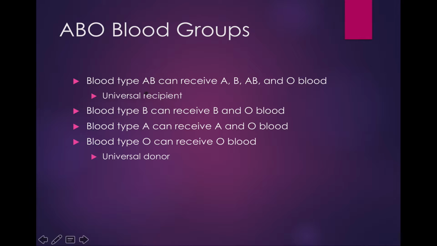When you're getting a blood transfusion, if you have type AB blood, that means that you can receive blood from A, B, AB, and O. We would call that type the universal recipient. If you have type B blood, you can only receive blood from B and O. Same with A, except instead of B, it'll be A. And then blood type O, we call the universal donor. That means that it can give blood to A, B, and AB, but it can only accept blood from type O.